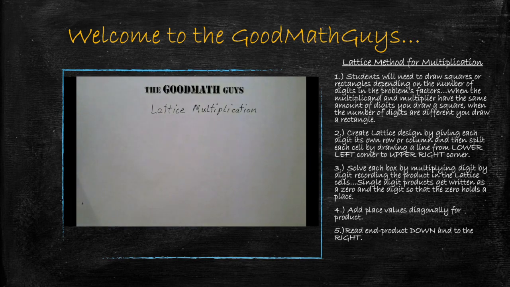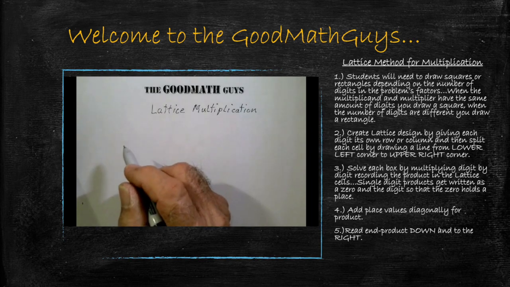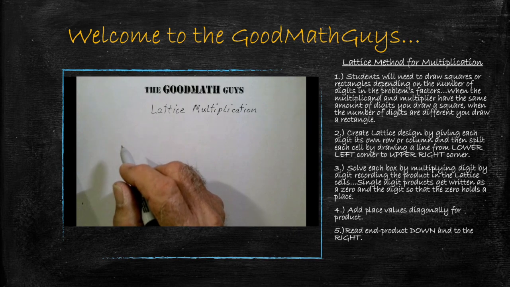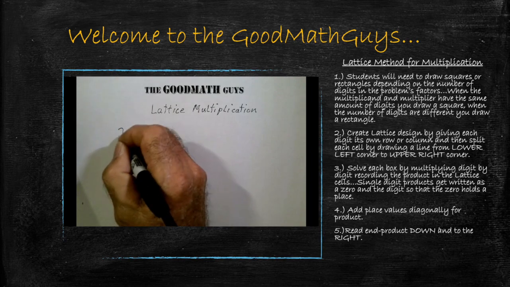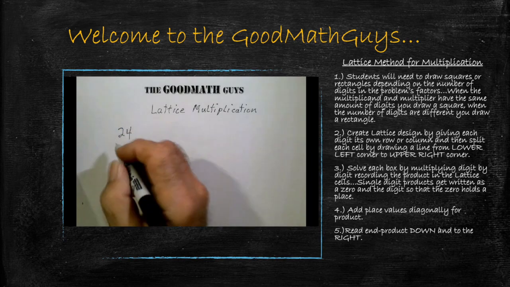Lattice multiplication. What we're going to do is the same problem that we've been doing all along, so that when I do the connections program for you, you'll be able to see how all four of these methods are connected to one another. So let's do 24 times 32.